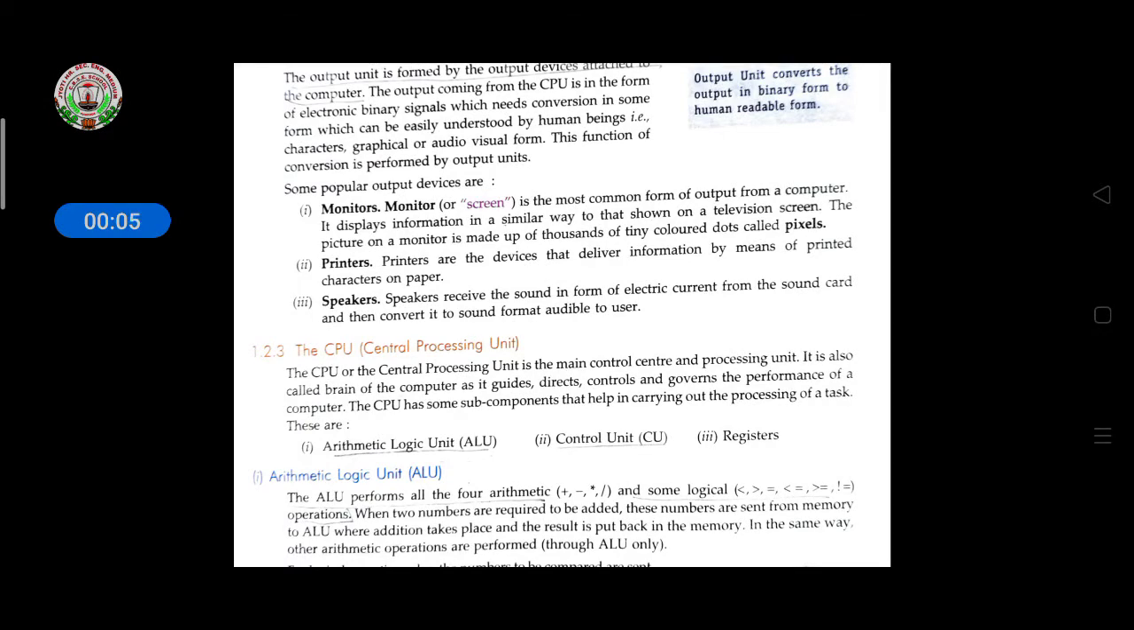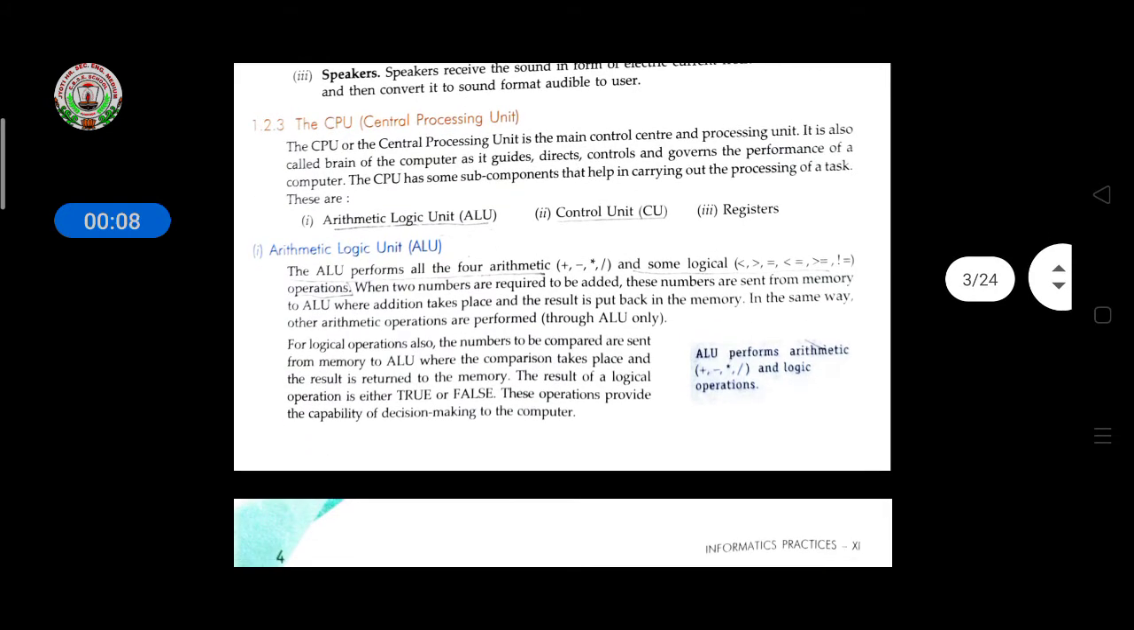So, children, today we'll discuss our next chapter, next topic, the CPU, Central Processing Unit. Last class we discussed the input unit and output unit, and this time we'll discuss the CPU. The CPU or the Central Processing Unit is the main control center and processing unit. It is also called the brain of the computer as it guides, directs, controls, and governs the performance of a computer. The CPU has some subcomponents that help in carrying out the processing of a task.